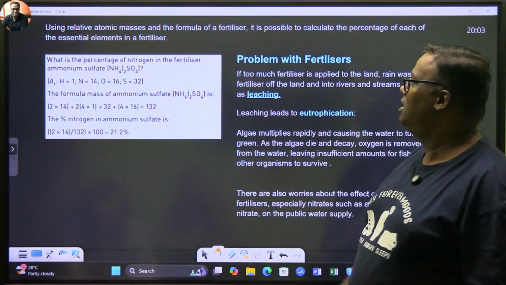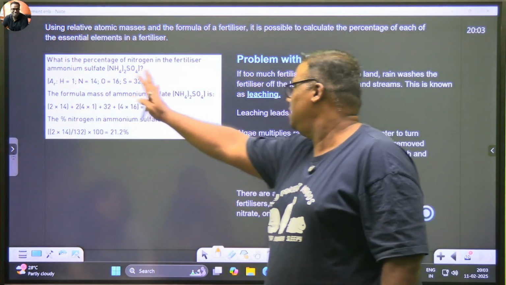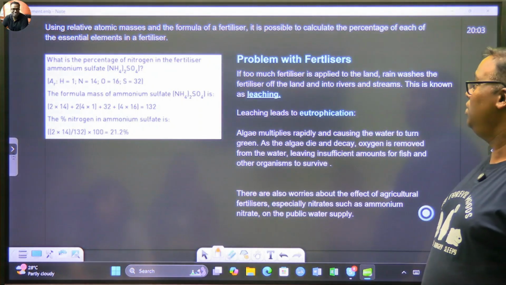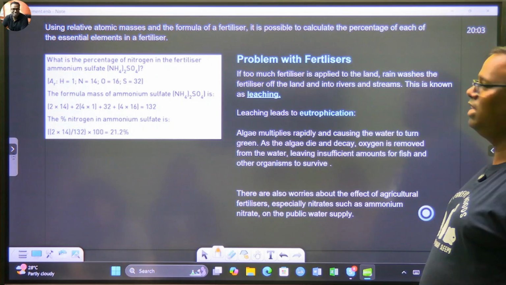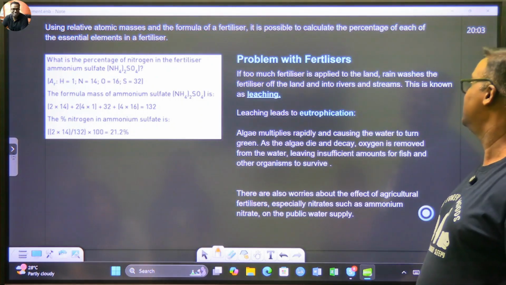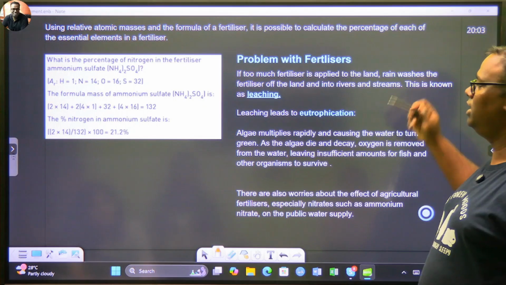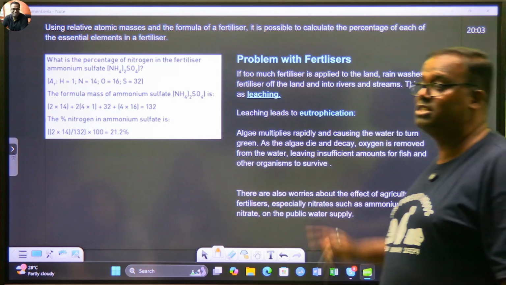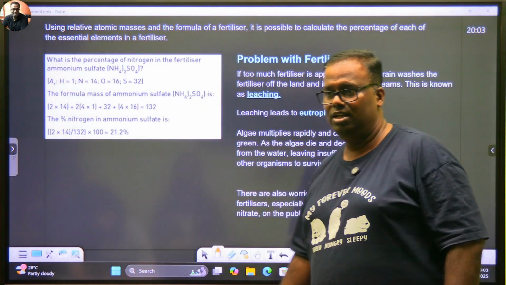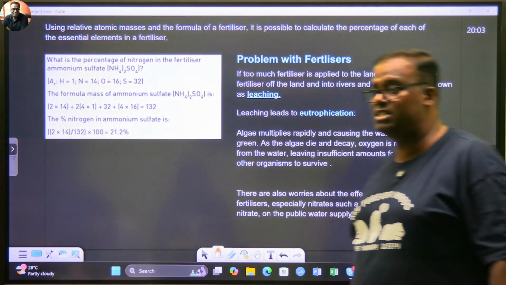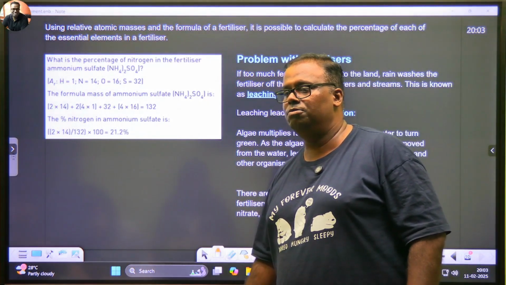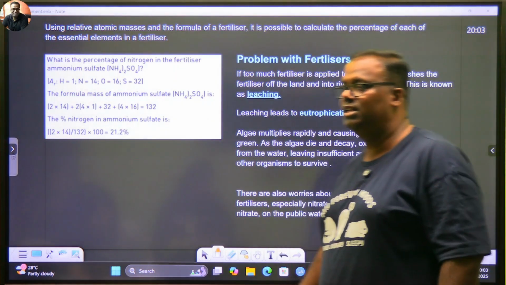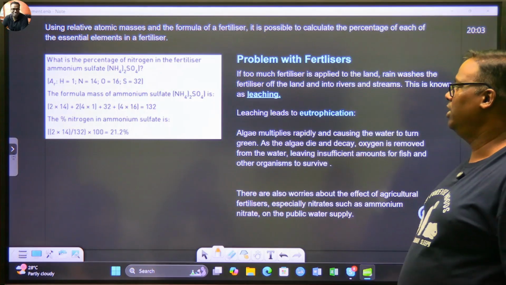So going further, leave this part. Let's come to this: problems with fertilizers. If you are using too much fertilizer on the land, now this is no more rocket science for us, rain washes off the fertilizer from the land and then it goes to the river. And this process, this name you should know, is known as leaching. Leaching is the process in which excess fertilizer is washed off from the land by rains and the fertilizer is allowed to enter inside the water stream. You'll get this, don't worry.